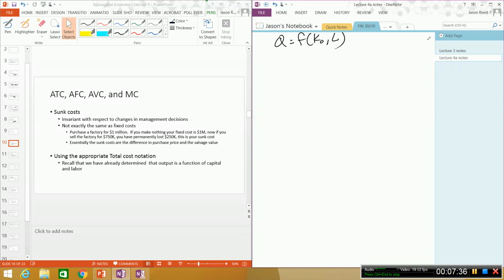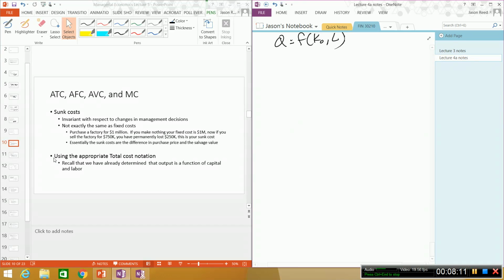Now, if you sell the factory, because we have the ability to do so, you have permanently lost $250,000 if you sell the factory for $750,000. This $250,000 then becomes your sunk cost. So essentially the sunk cost is the difference between the purchase price and whatever salvage value you have. I think that makes some intuitive sense. If we're reading a word problem, we want to recognize that there could be fixed costs and there could be sunk costs.